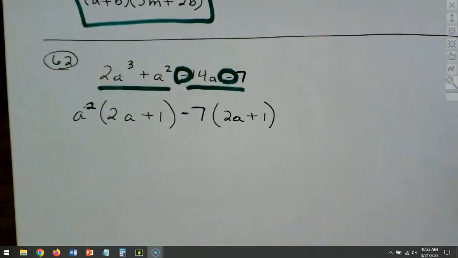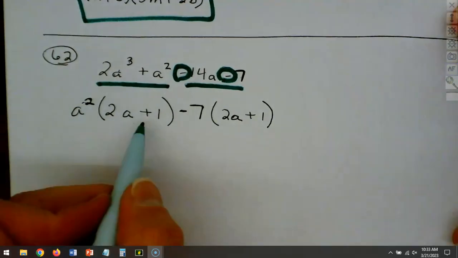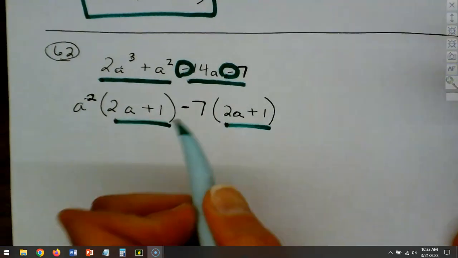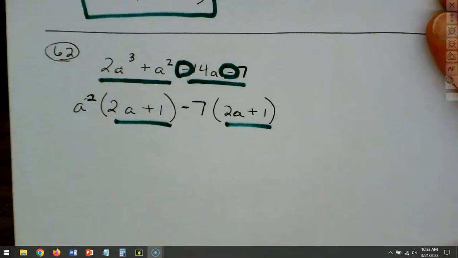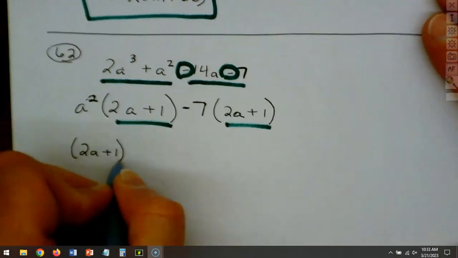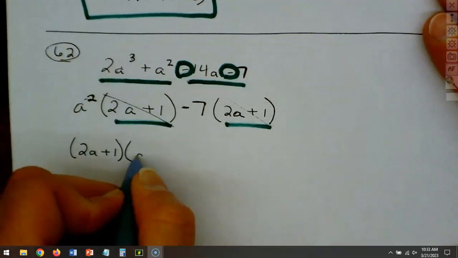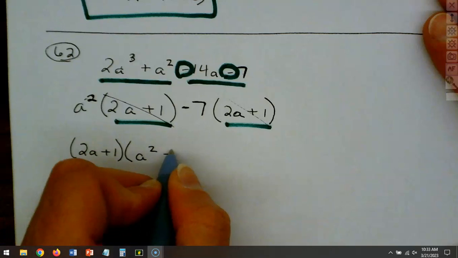Now we know what to do. Because are my parentheses the same here? Yes, they are. So 2a plus 1 comes out. Gone. Gone. And what's left over? A squared minus 7.